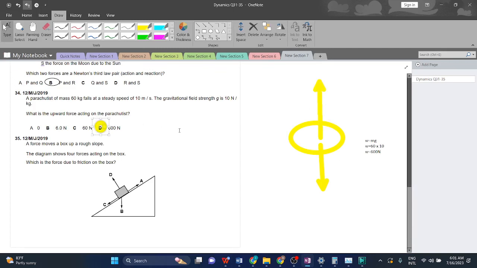Question 35. A force moves an object, a box, up a rough slope. The diagram shows four forces acting on the box. Which is the force due to the friction on the box? This box is going up the rough slope. It's going upwards. And the friction force is always in the opposite direction of the motion. That's what we already know. So the force should be C because it's in the opposite direction of the motion, and that's it.